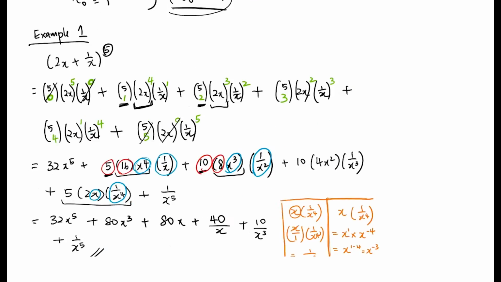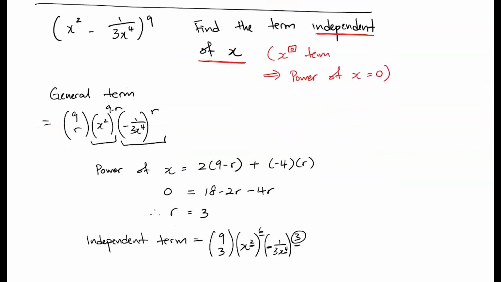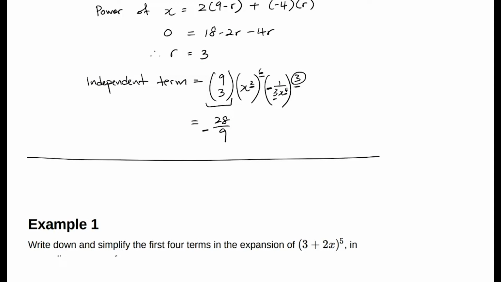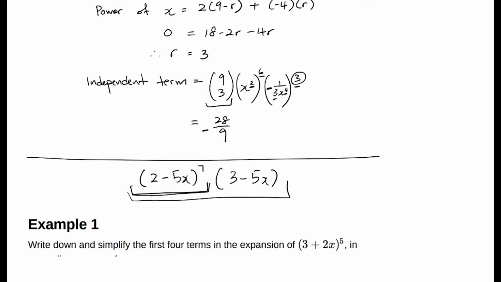Let me briefly explain what I mean when I say product of expansion. Product of expansion really means a question where we have an expansion, maybe 2 minus 5x to the power of, let's say, 7. On top of this expansion, you need to multiply it with another factor, say maybe 3 minus 5x. So there is an expansion, and then there is a product. The best way to go through this kind of question is to look at examples.